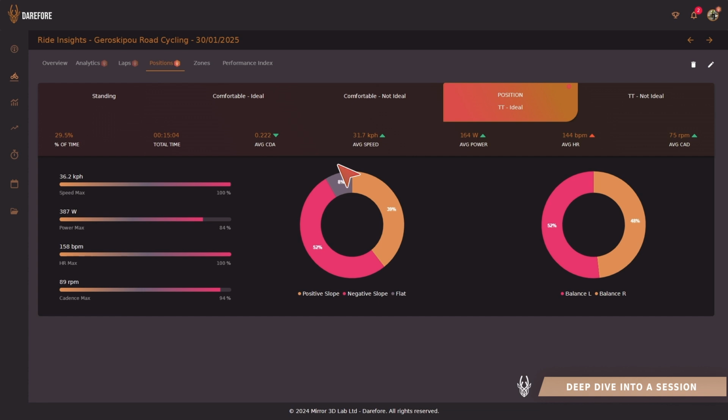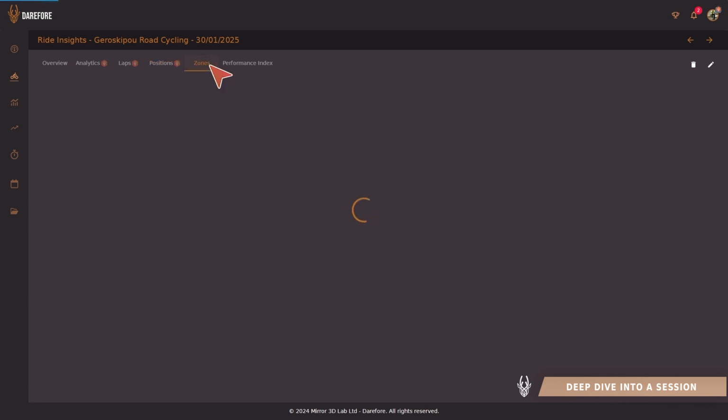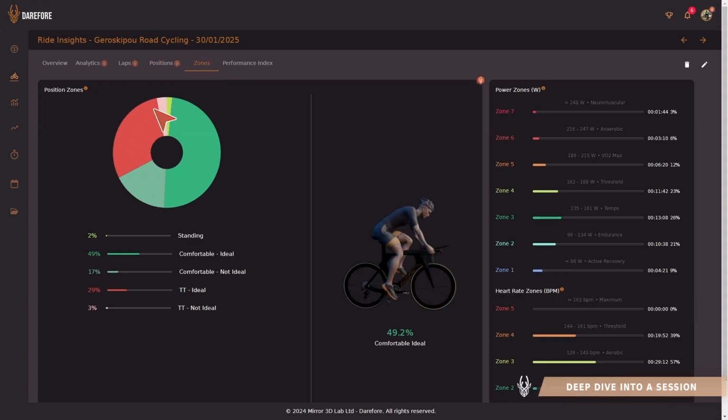Now let's look at the Zones tab. This tab provides a comprehensive overview of your effort distribution across different zones. You'll find information about power zones, heart rate zones, and the time spent in each cycling position. For example, it shows that 49% of the ride was spent in the comfortable ideal position, primarily in Zone 3 both for power output and for heart rate. This information gives you a clear picture of how your effort was distributed throughout the ride.